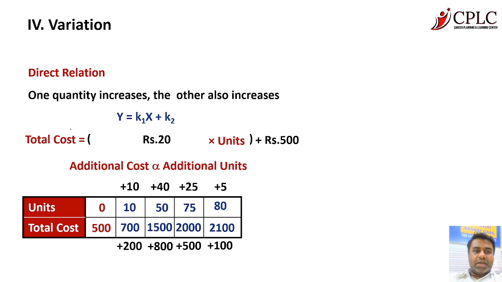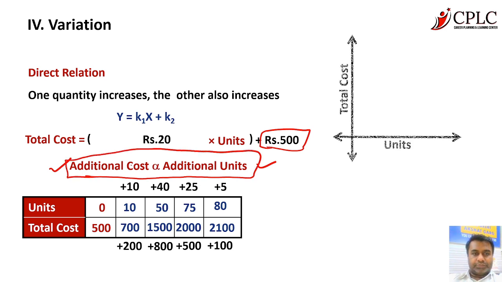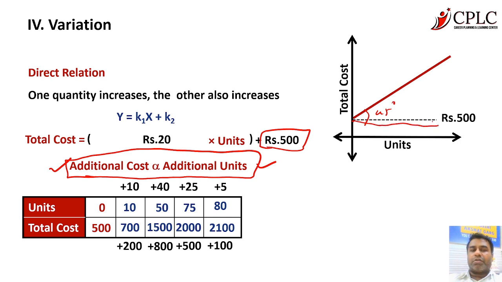So what we are determining here is additional cost is directly proportional to the additional units and the fixed cost remains fixed. Okay. So additional cost is directly proportional to additional units. This is what you need to remember. So this is how the graph will look. Again, it will make an angle of 45 degrees, but this will be above this fixed cost of 500.